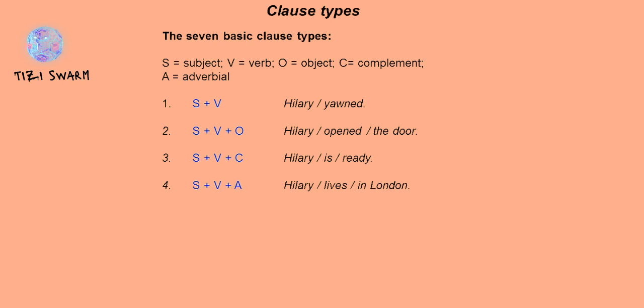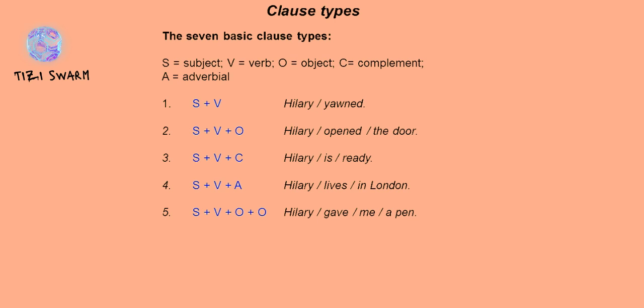We can have subject, verb, adverbial. Hilary lives in London. In London being the adverbial, it gives us more information about Hilary and where she lives. So it tells us where. Okay, and then we start getting a little bit more complex. We can have subject, verb and 2 objects. So Hilary gave me a pen.